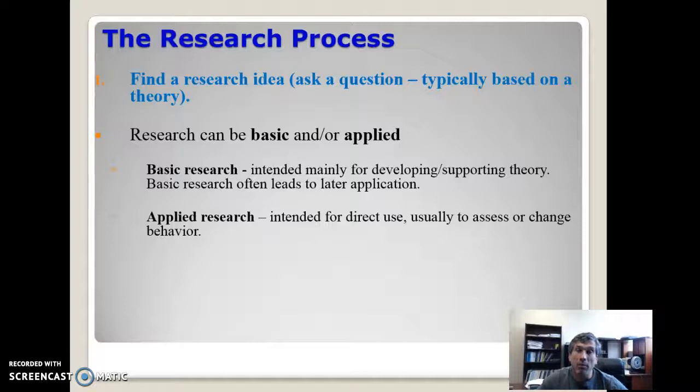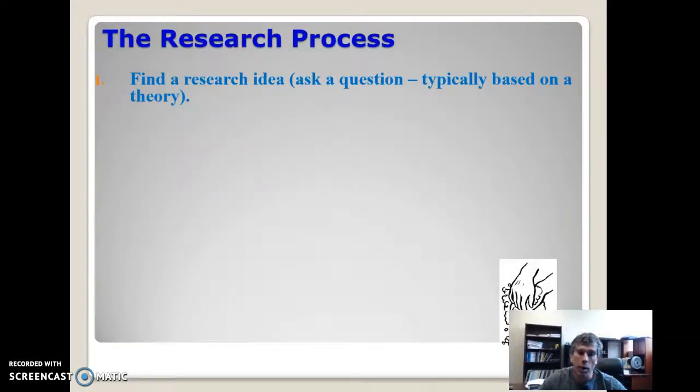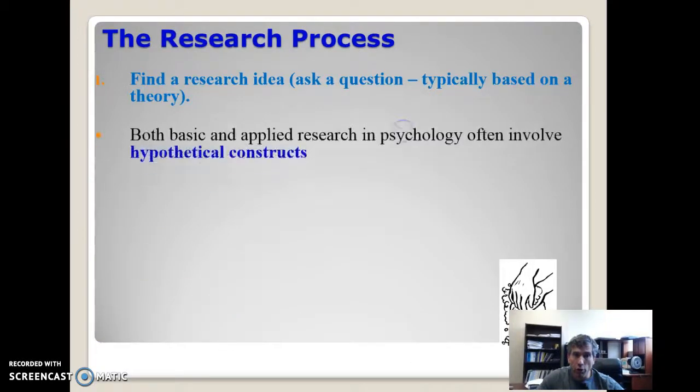So research can be a mix of both of those, and as noted there, basic research oftentimes leads to application down the line, but usually we're going one way or the other. Now, whether we use basic research or applied research, here's the first big hurdle that psychologists and researchers in other fields tend to face.